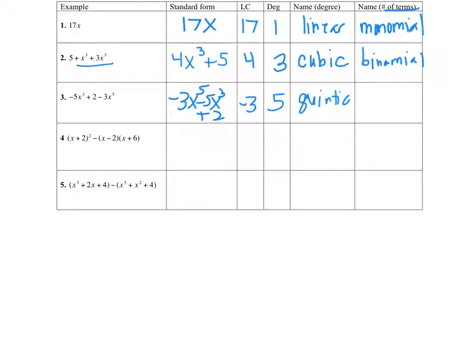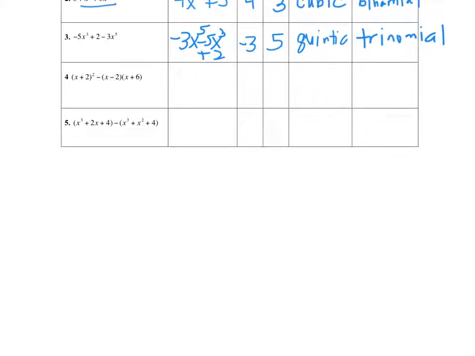Okay, and then it has how many? 3 terms, so it's a trinomial. Tri means 3. Tricycle. All right, now number 4 is not slight work. It's a lot of work, okay? So let's do number 4 together, and I'm going to show you the game plan on number 4.